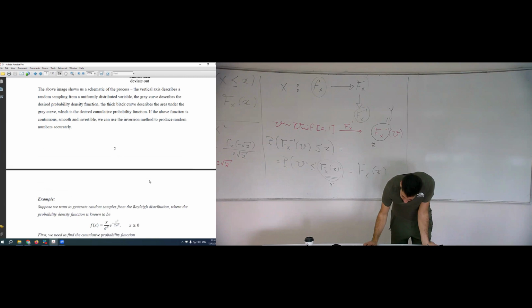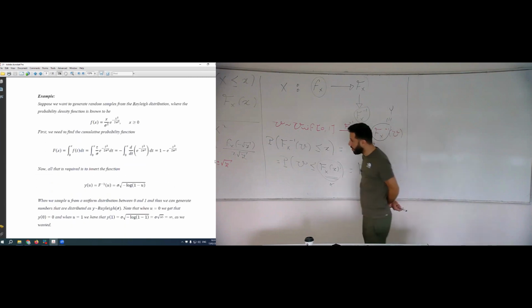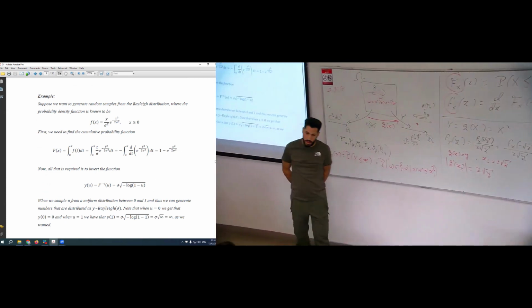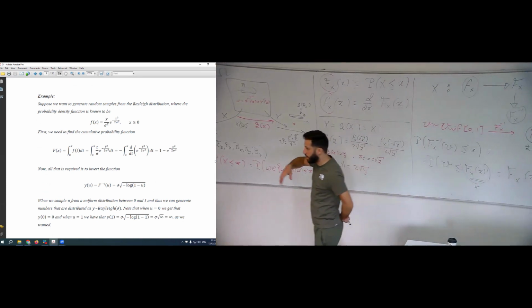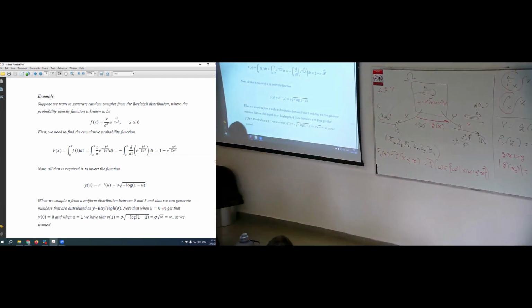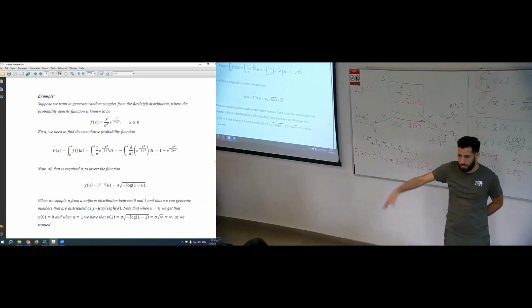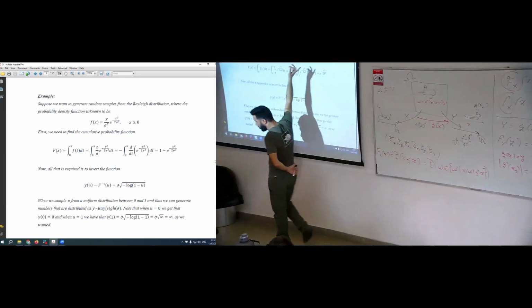Questions? Okay. So here's an example, the Rayleigh random variable. I can get it, for example, if we have X and Y independent variables, both distributed normally with 0 and sigma squared, then the square root of X squared plus Y squared is distributed like the Rayleigh distribution. It goes from 0 to infinity.